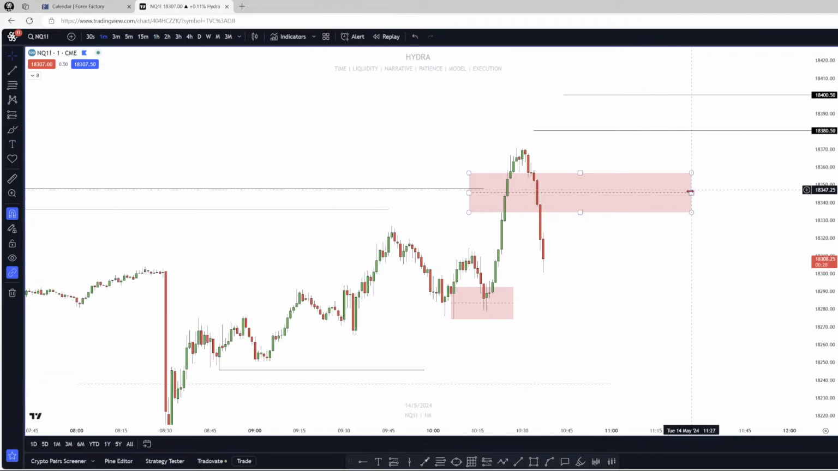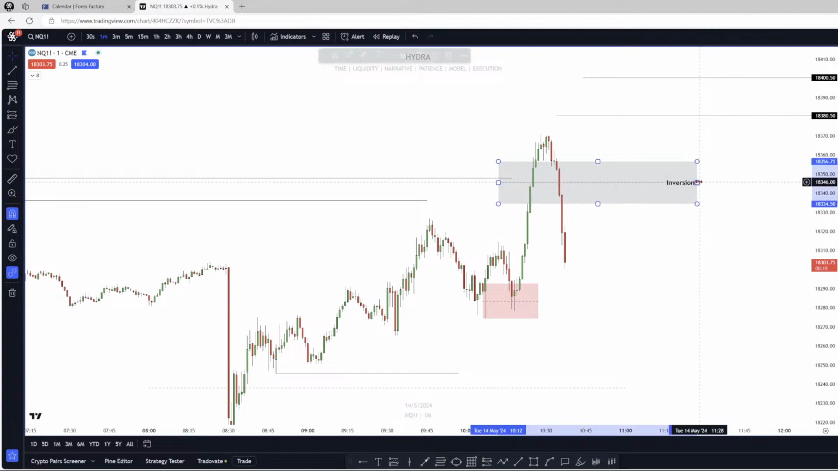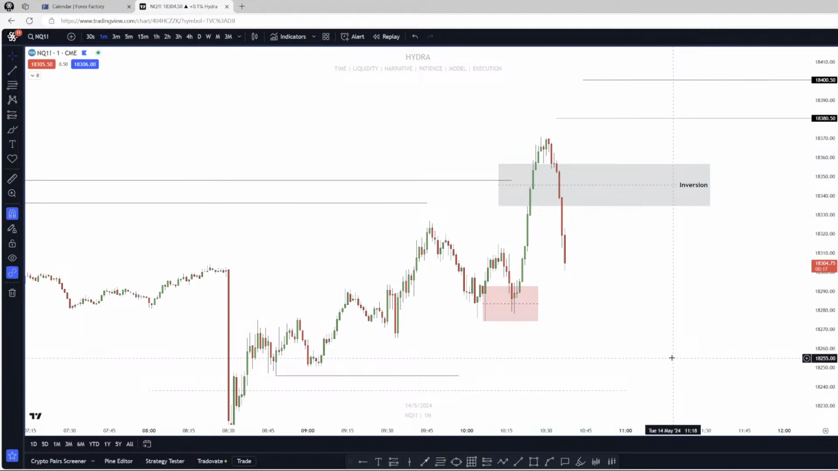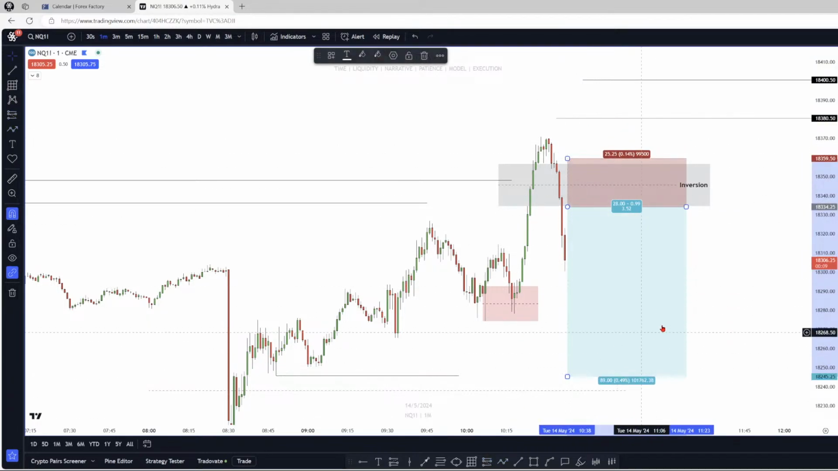Okay, so inversion coming up here, right? 3-minute inversion. Very nice rejection. I would like to take an entry from here somewhere with a stop just above this inversion and targeting again this sell side. 3.5 R, not bad.